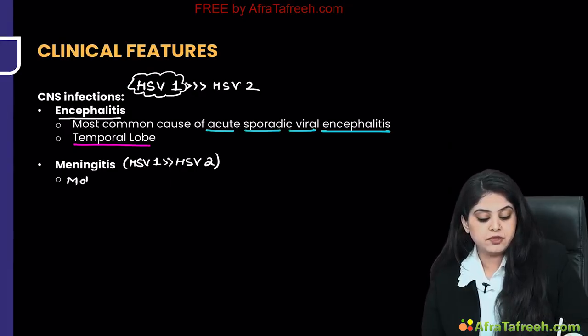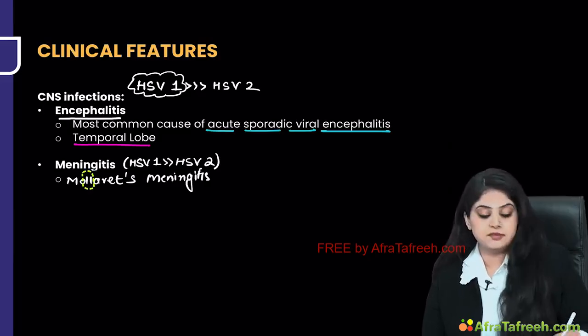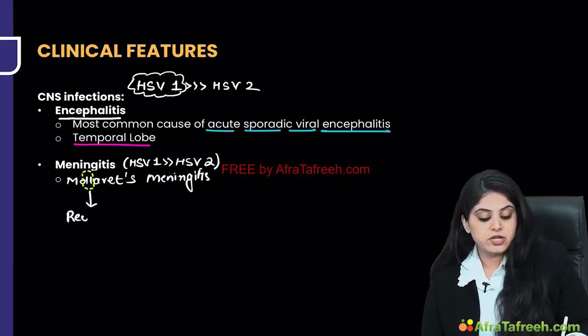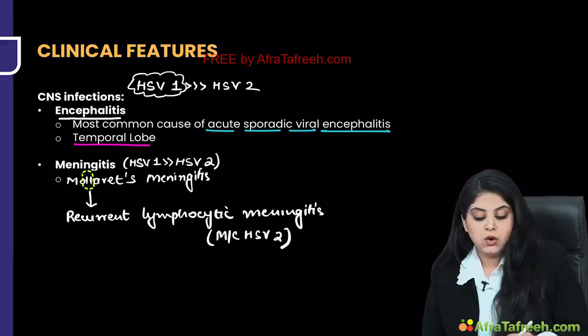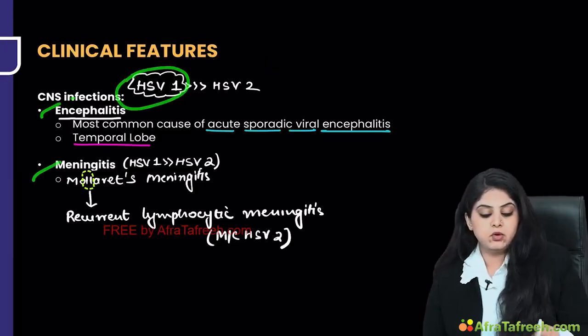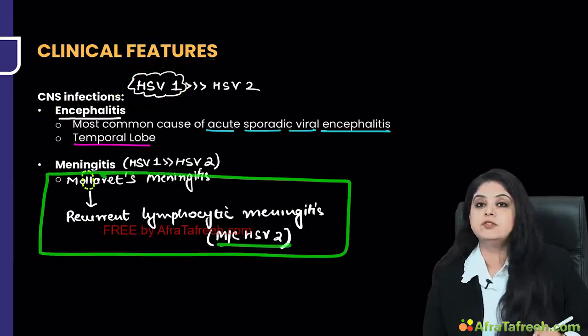However, there is something referred to as Mollaret's meningitis. Now, what is Mollaret's meningitis? You can see in Mollaret, there are a lot of L's that are present. Mollaret's meningitis. So, this is a meningitis having lots of lymphocytes. It is a recurrent lymphocytic meningitis, and this is more common actually with HSV2. So, please note, all the meningitis and encephalitis are more common with HSV1, but Mollaret's meningitis is more common with HSV2.